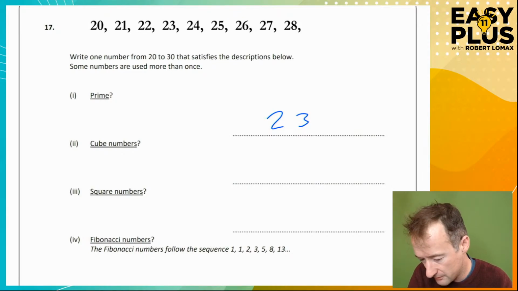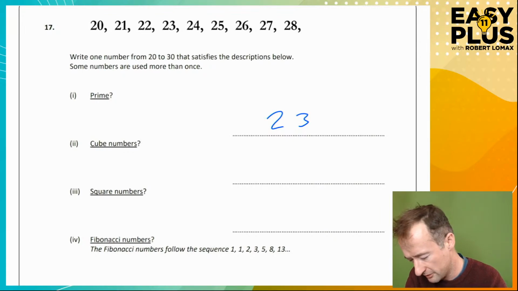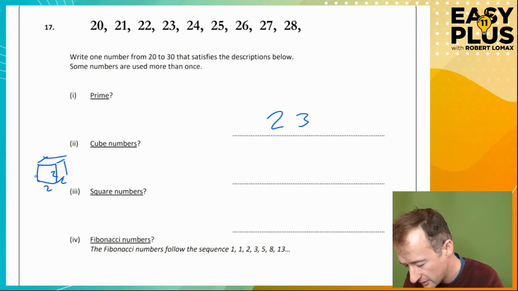Cube numbers. What is a cube number? A cube number. So we sketch a cube to remember. Here's a little square. And we turn it into a cube. How would you find the volume of a cube? 2 times 2. Oh, yeah. It's this. A cube number is like the volume of that. 2 times 2 times 2 is 8 centimetres cubed.